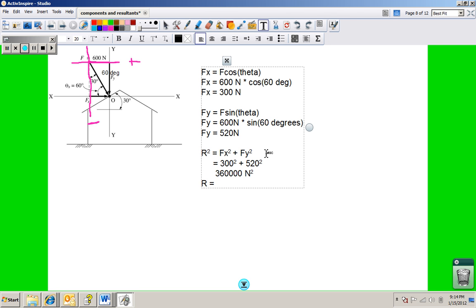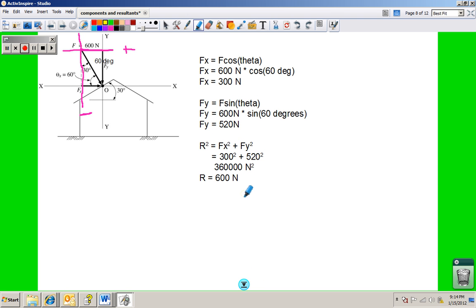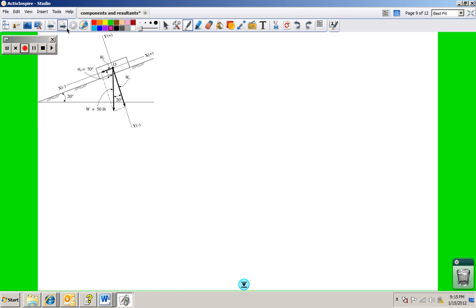So r is equal to the square root of that, and I get 600 newtons, so that's good. Alright, I did it again, guys. I forgot to make my y be negative. I should have written right here that it was negative. So this is negative, okay? Let's not be sloppy and not lose that. Negative, very important.